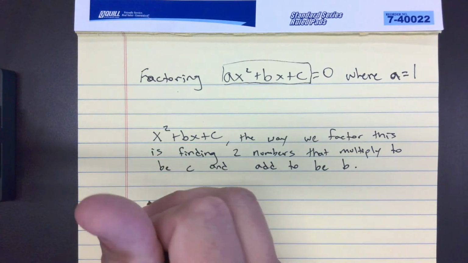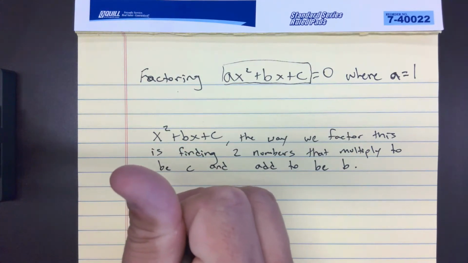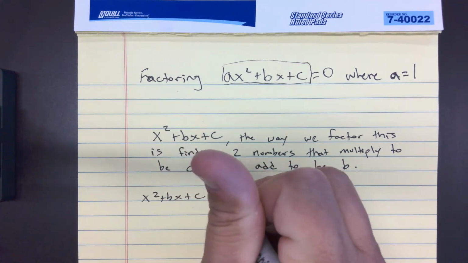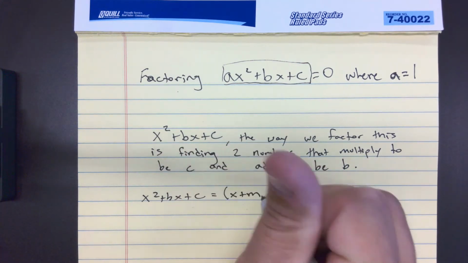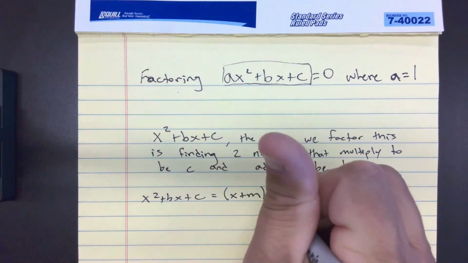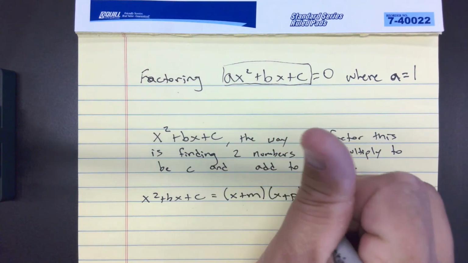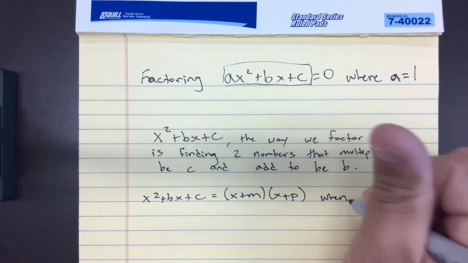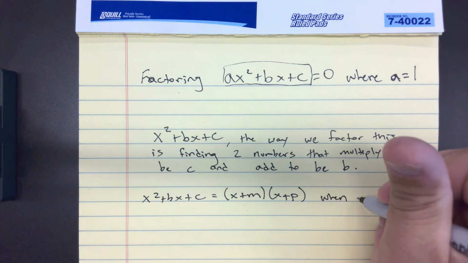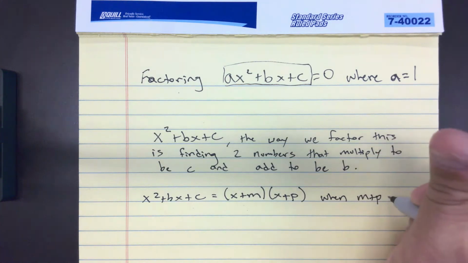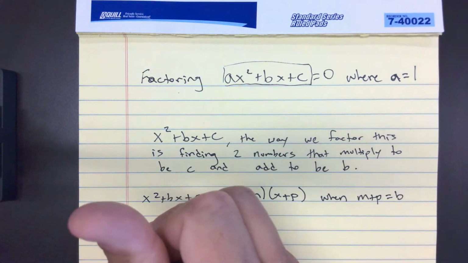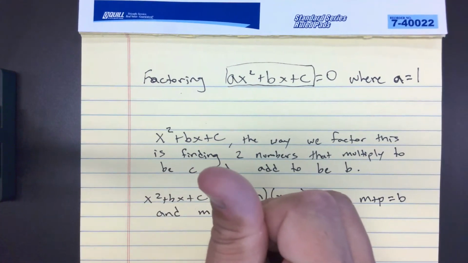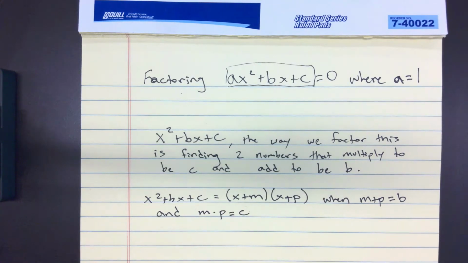So here's a description. It says x squared plus bx plus c equals x plus m times x plus p, when m plus p equals b and m times p equals c.